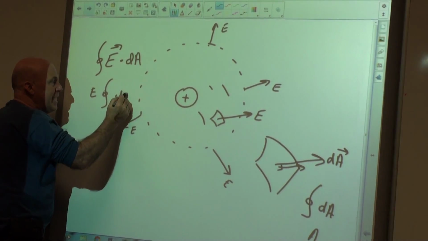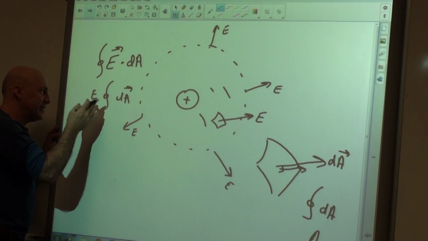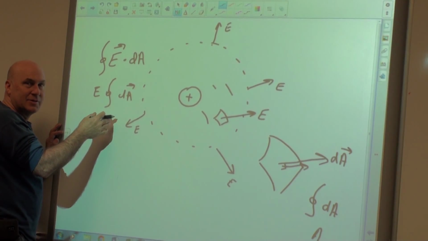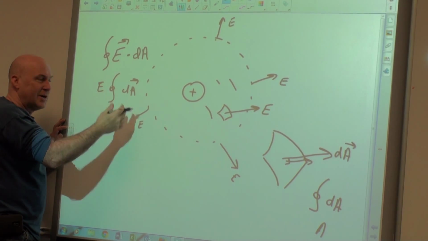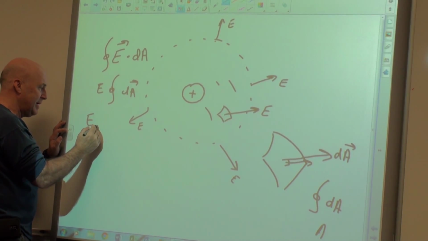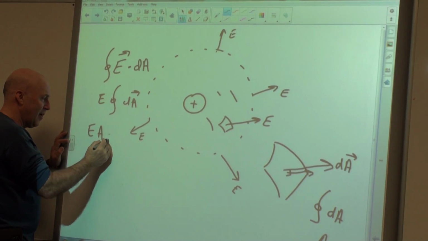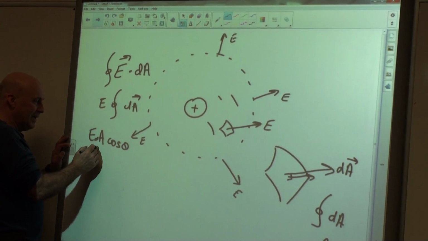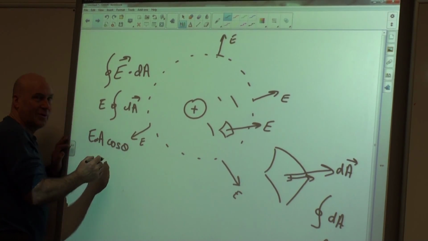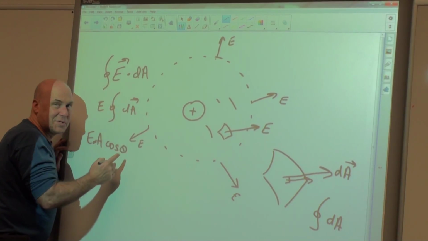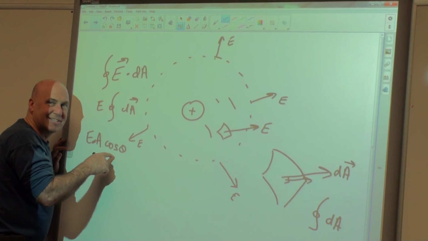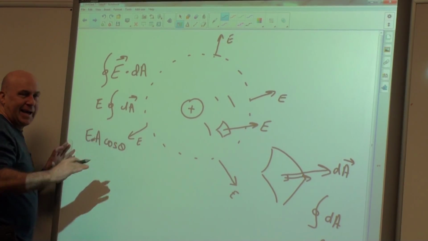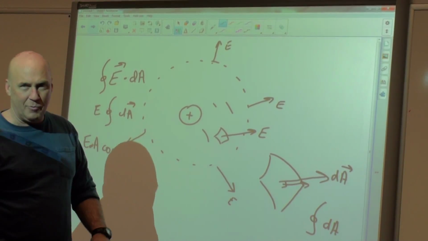And if dA is in the same direction as E, then the dot product is cosine of zero. I don't know if you remember the dot product, but it was E, A, cosine theta. All right? And so cosine of zero, cosine of 180, those are the ones you want. Because the cosine of zero is 1, and the cosine of 180 is negative 1. So I've got an interesting concept to show you what I'm really talking about.